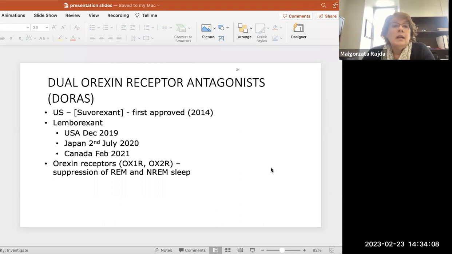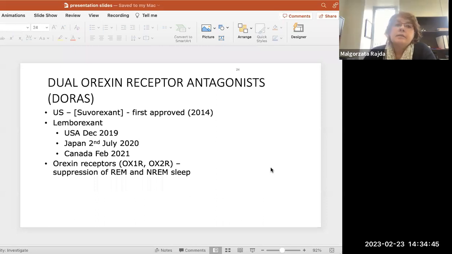And now the newest kid on the block, the dual orexin receptor antagonists. The first one on the market was suvorexant, which was approved for use in the United States in 2014. It never became available in Canada. Lemborexant is another orexin antagonist, which was approved for use in the United States in 2019, then in Japan, and finally just over a year ago in Canada.